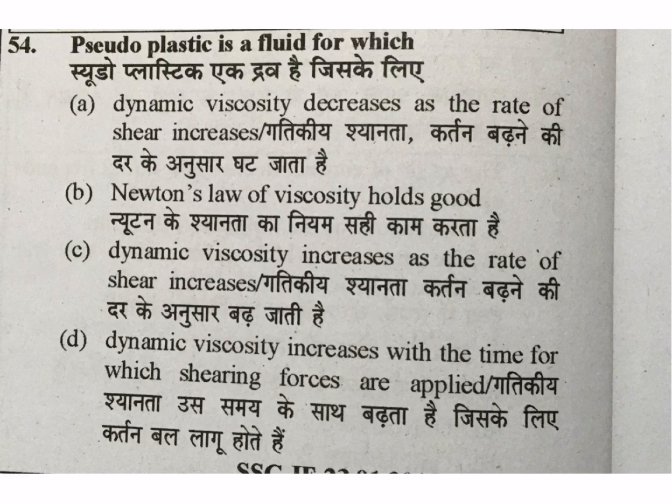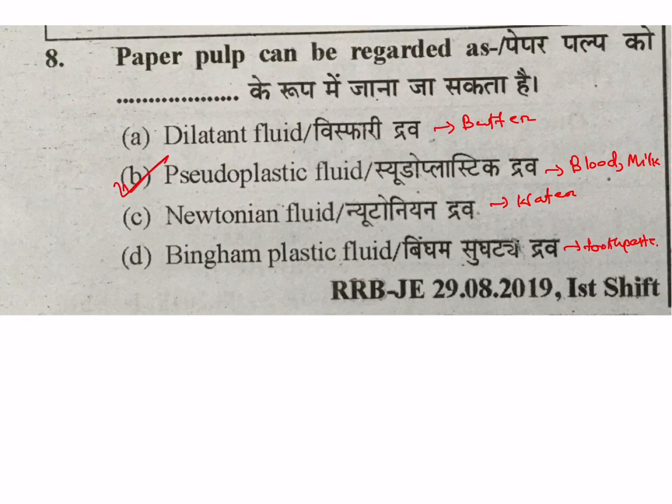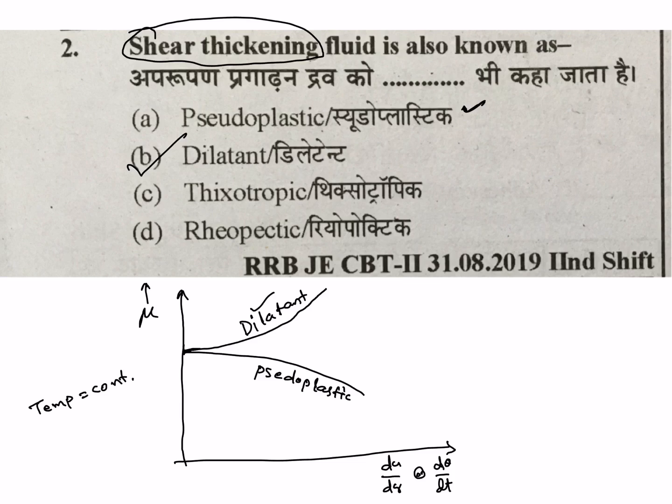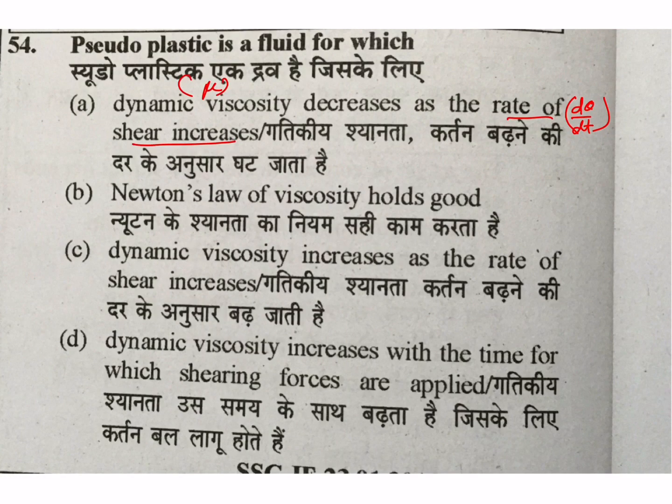Pseudoplastic fluid is a fluid for which dynamic viscosity, this one SSC JE question, or mu at the rate of shear means your d theta by dt. Already discussed that graph, pseudoplastic: dynamic viscosity decreases as rate of shear increases. So A is your correct answer.